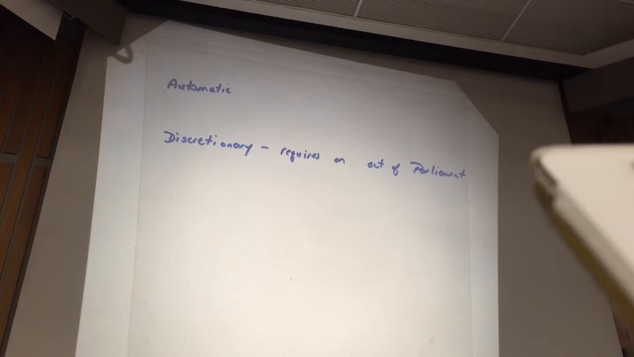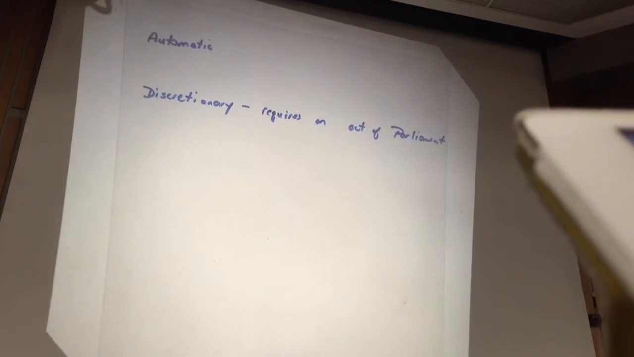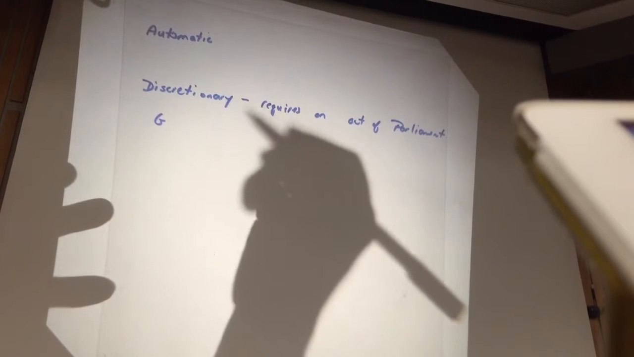An automatic fiscal policy just happens. The government with discretionary policy can change one of two things. They can either change government expenditures, so G, or they can change net taxes.